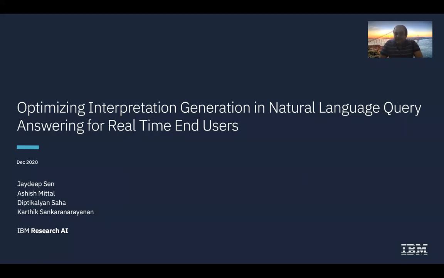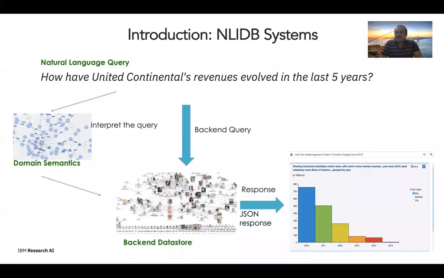I am Jaideep Shen from IBM India Research Lab, and today I am going to present our paper Optimizing Interpretation Generation in Natural Language Query Answering for Real-Time End Users. This work has been co-developed with my colleagues in IBM India Research Lab. So as the title suggests, this is dealing with natural language question answering.